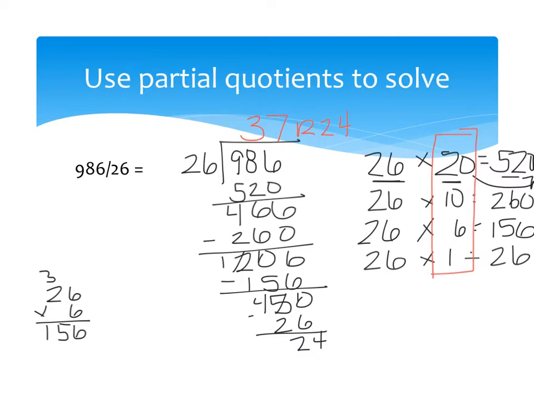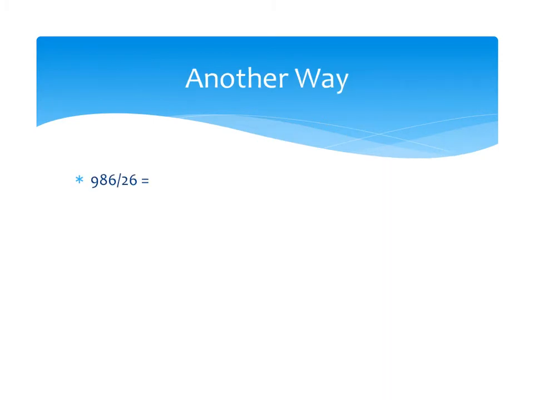If I wanted to check my problem, I could do my whole number of my quotient, which is 37, times my divisor, 26, and add 24 to that product, and I would see that I'm correct. 37, remainder 24 is my answer, and I used partial quotients to get it. Let's look at the exact same problem another way, because there's multiple different approaches to get the correct quotient. Let's rewrite 986 divided by 26 again.